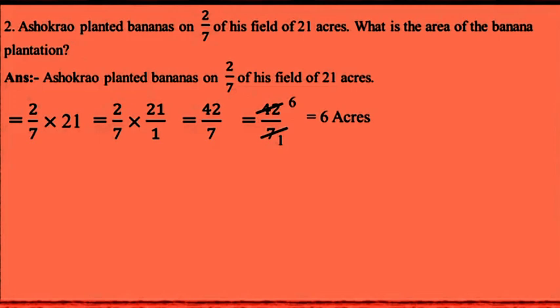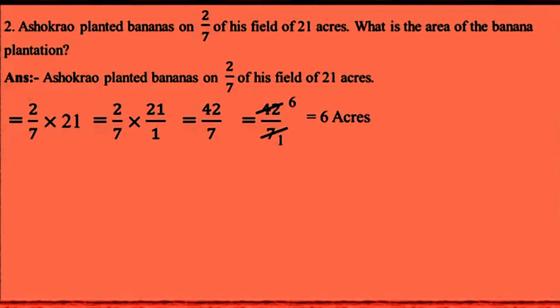Let us see the second question. Ashok Rao planted bananas on 2/7 of his field of 21 acres. What is the area of banana plantation? Students, Ashok planted bananas on 2/7 of his field of 21 acres. So, we have to multiply 2/7 by 21.